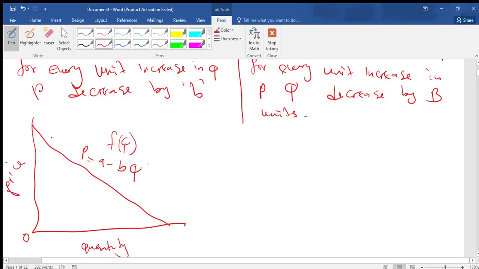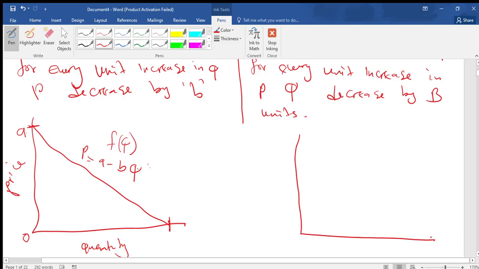Where it cuts the price axis here, it's the price intercept. It is this value of A, the value of price when Q is 0. So when you set Q to be 0, you have the price intercept to be A. You have the quantity intercept there, where you set P to 0, and solving for Q gives the value of the quantity intercept.